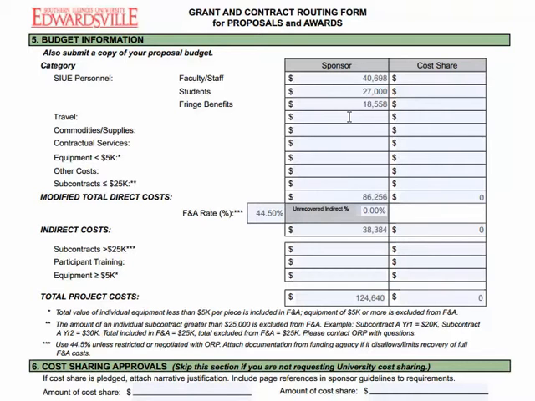Other lines included are travel, commodities and supplies, contractual services. In this case, the team is traveling each year and has included funds for travel to conferences. They're purchasing quite a few supplies, and they're purchasing software. That's under contractual services because that's going to be a license. They're also purchasing some equipment.